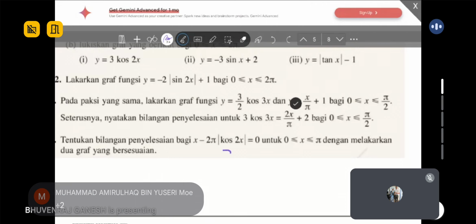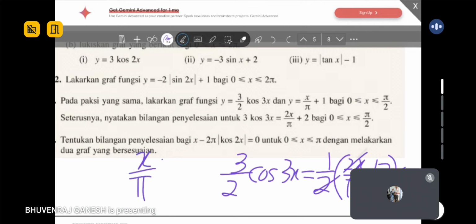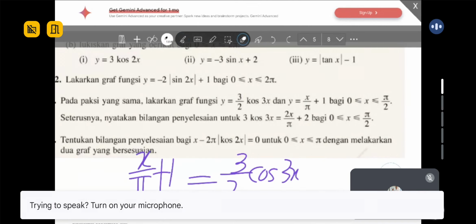Yes, just divide by 2, guys. You just need to divide by 2, then you will get the answer. So 3/2 cos 3x, half. Half means divide by 2. Then cancel, everything cancels. So you are left with x over pi plus 1 equal to this one. So this is your answer, guys.